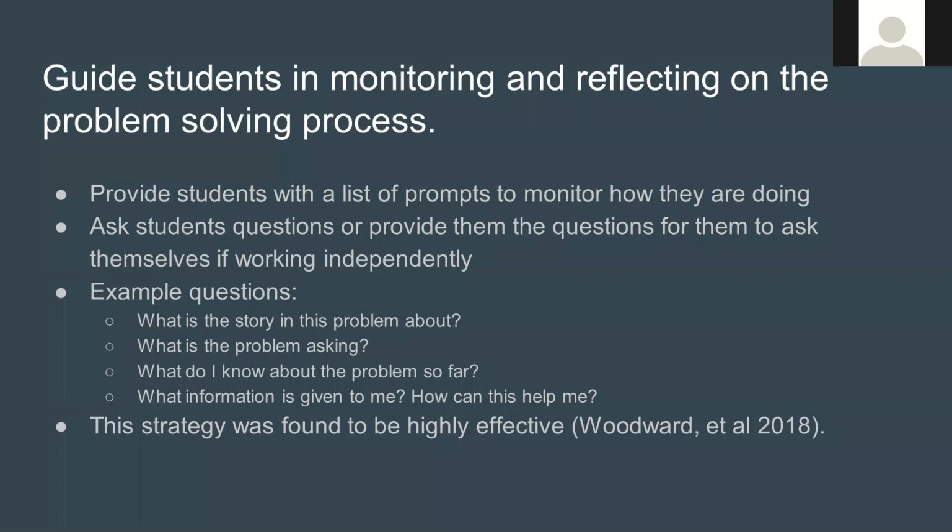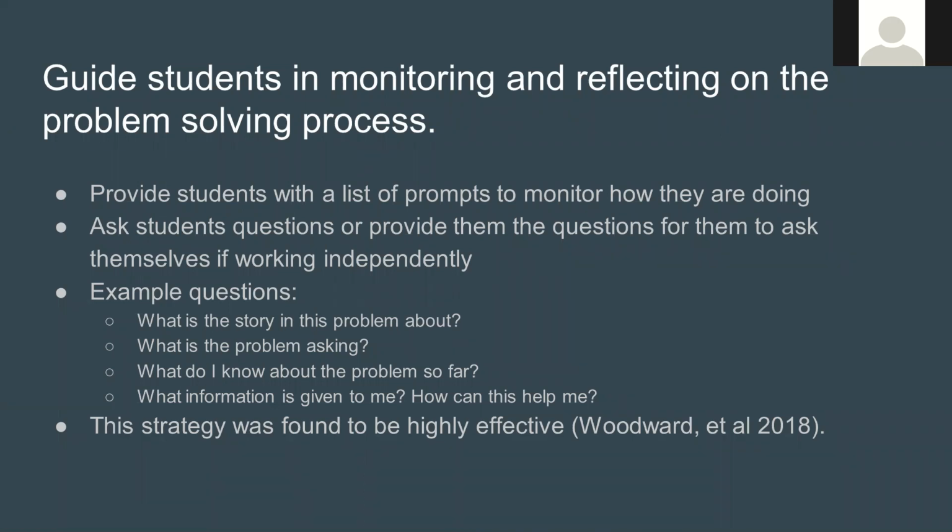And the last strategy that I'll be discussing, this can be applied to students with disabilities or students without, is to guide students in monitoring and reflecting on the problem-solving process. As students are learning, we want to make sure that they're engaged with their learning and that they're building on their learning. So you can provide students with a list of prompts to monitor how they're doing. That involves asking students questions or providing them the questions to ask themselves if they're working independently.